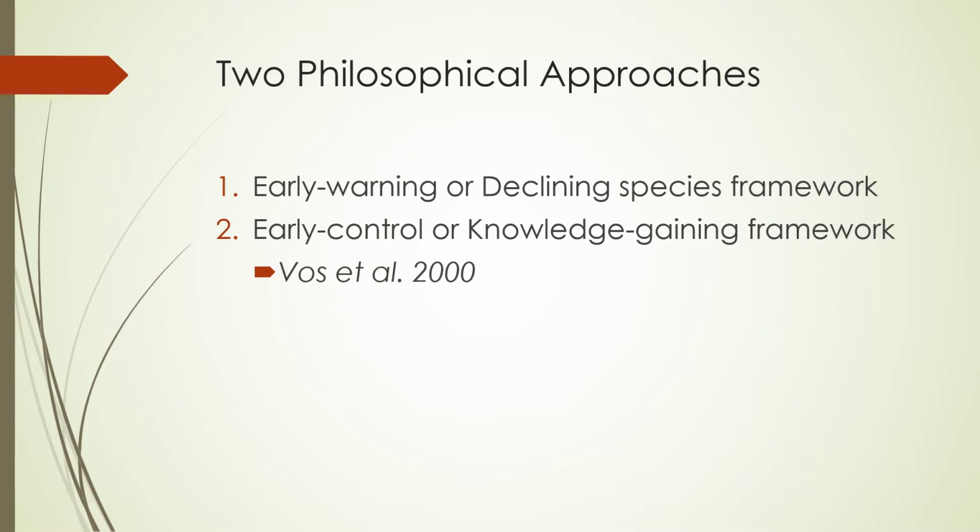There are two basic philosophical approaches to monitoring. One is what's referred to as the early warning or the declining species framework. And the second is the early control or knowledge gaining framework from Voss 2000.